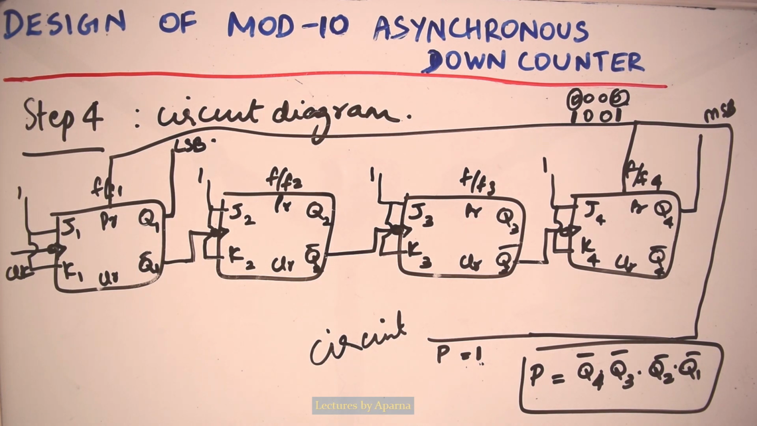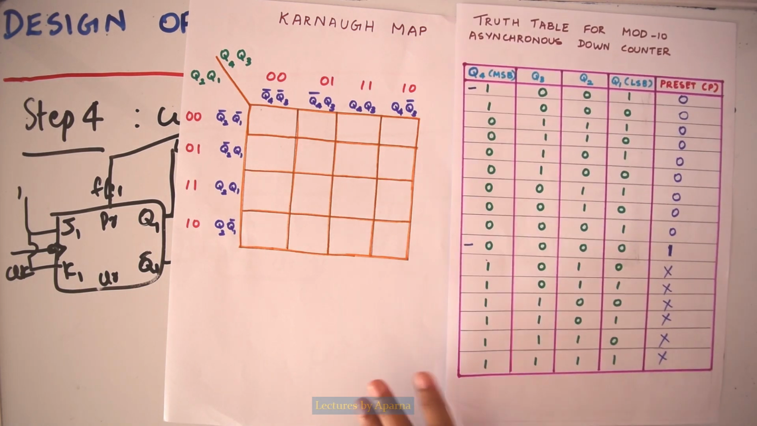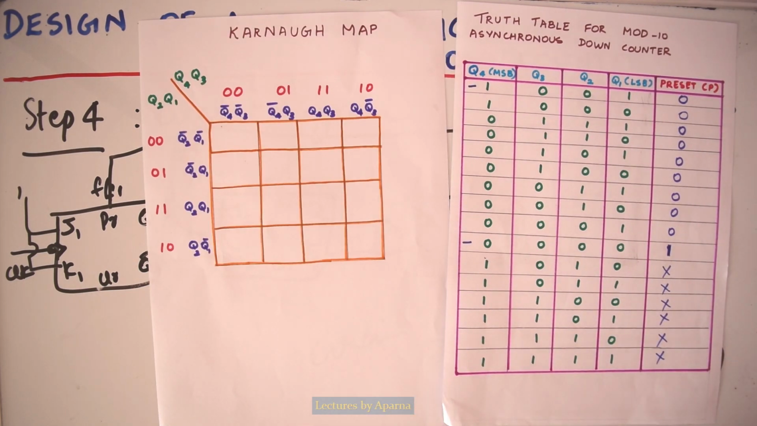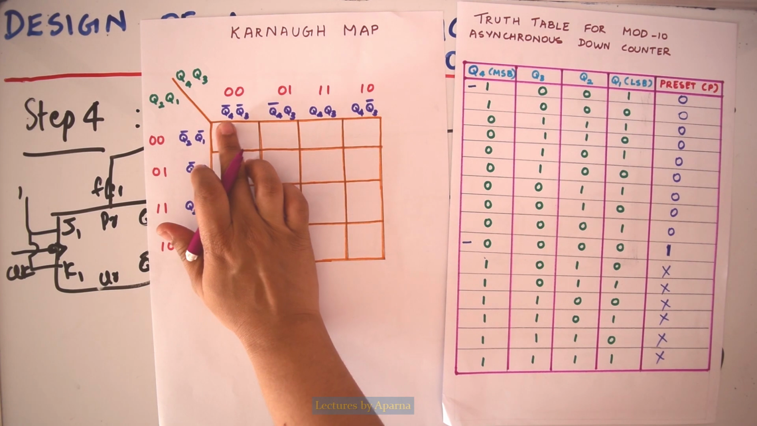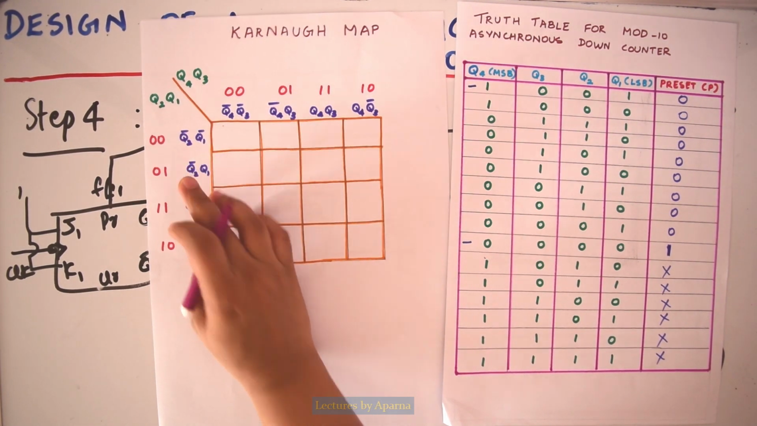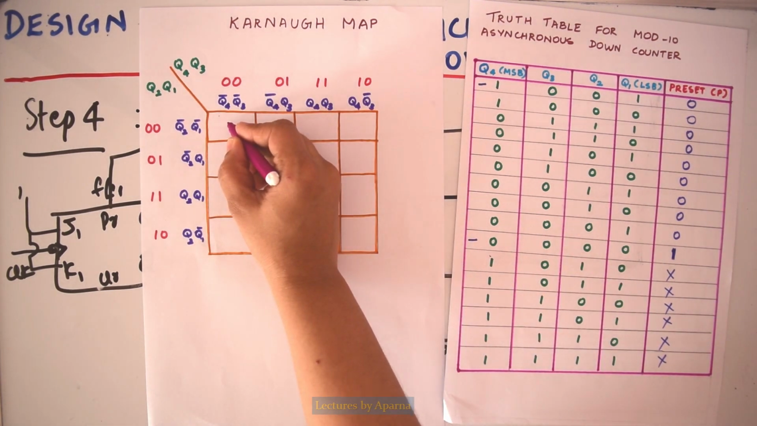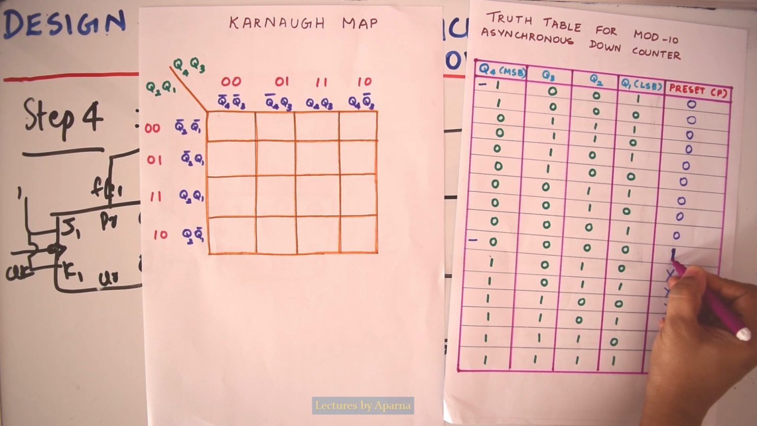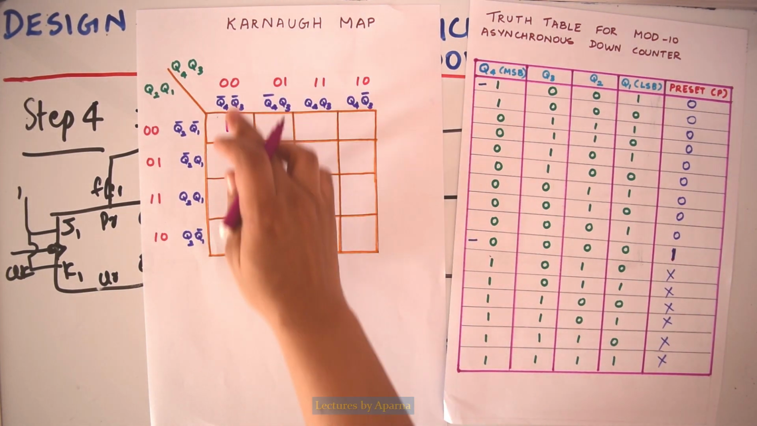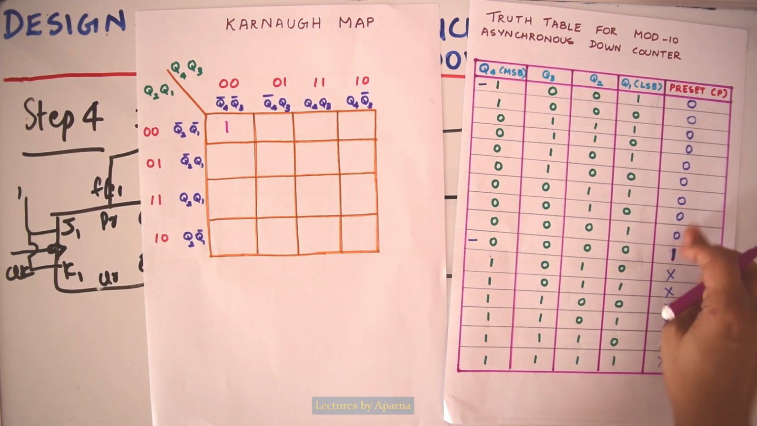So I am having a Karnaugh map here. Now I have to fill it using the truth table given. Here Q4 and Q3 inputs are given, and Q2 and Q1 are given here. So when it is 0, 0, 0, 0, that is here, the output preset will be 1. When it is 0, 0, 0, 1, it is 0.